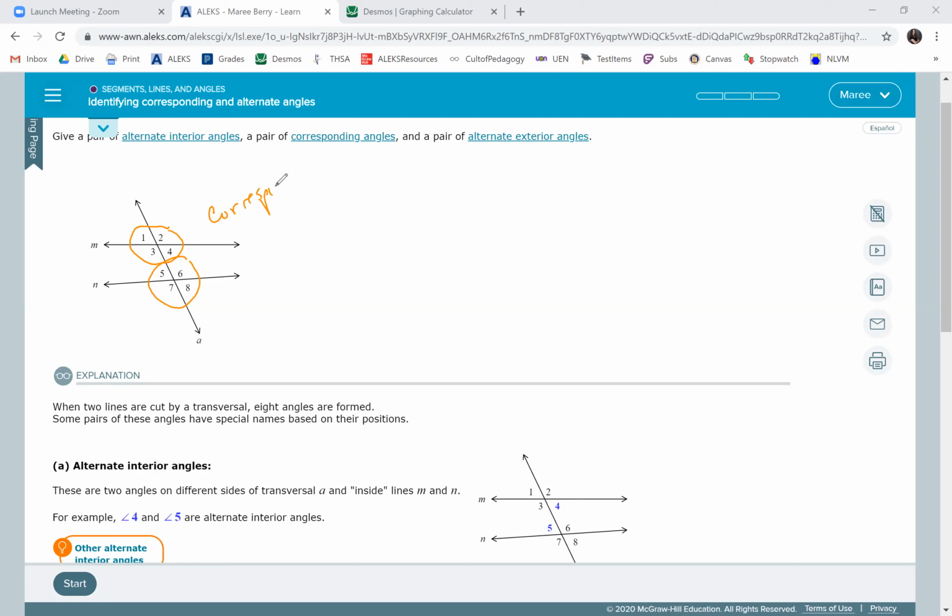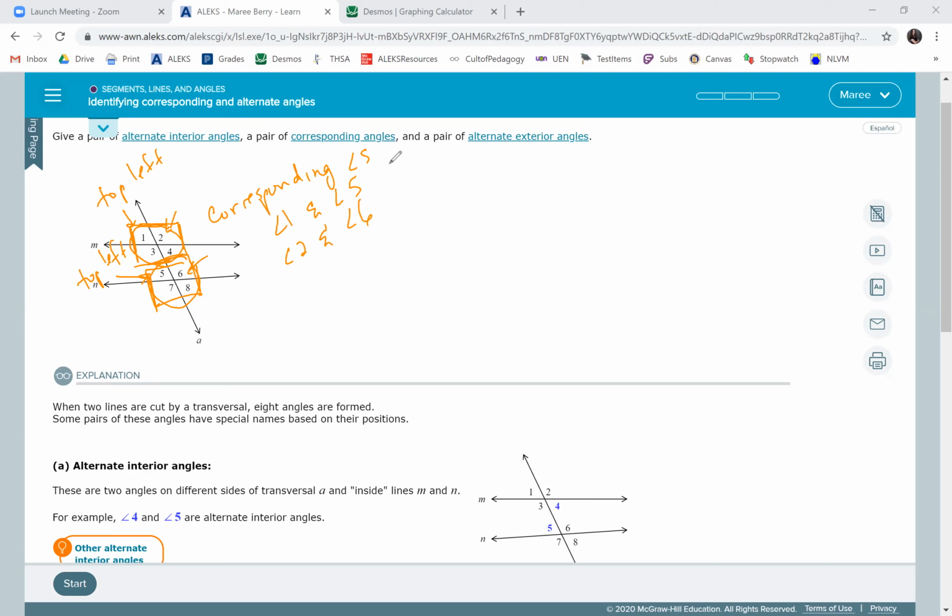Corresponding angles. So if you look at the number 1, it's in the top left of this circle. Maybe we should make a box of this box. The top left of this box is the 5. So angle 1 and angle 5 are corresponding angles. So you kind of want to see where they're at. Top right, angle 2 is going to go with the top right, angle 6.